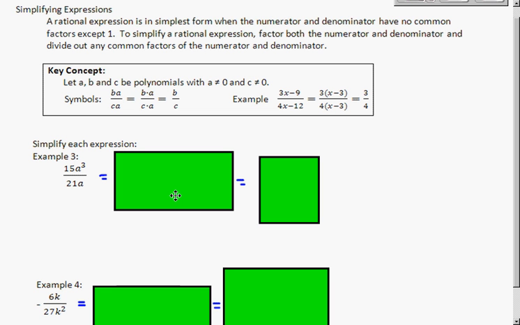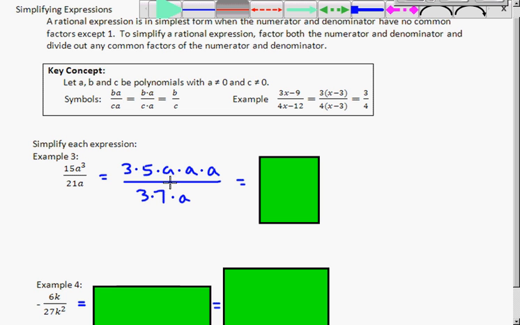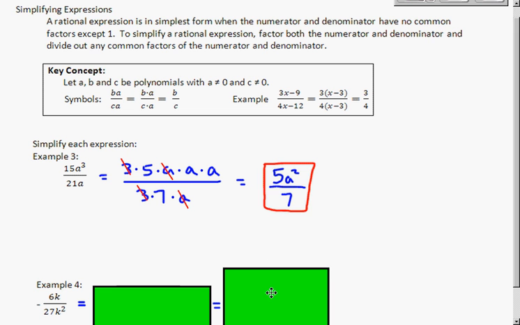Down in example 3, set it equal to a fraction here. So I found out some of the prime numbers here. The numerator is really saying 3 times 5 times a times a times a. Your denominator is really saying 3 times 7 times a. So your next process would be to go ahead and eliminate what you can eliminate. Well, we can eliminate a 3 out of the numerator, a 3 out of the denominator, an a off the numerator, an a off the denominator. On the top you'd have 5 times a, or 5a squared, and the denominator would be 7. This would be your simplified expression.